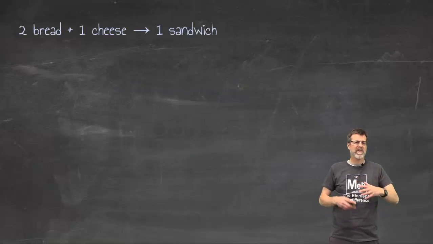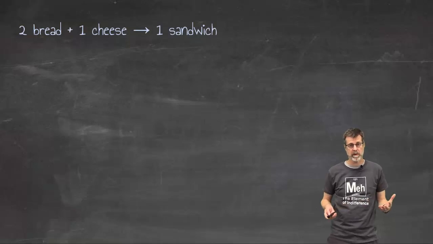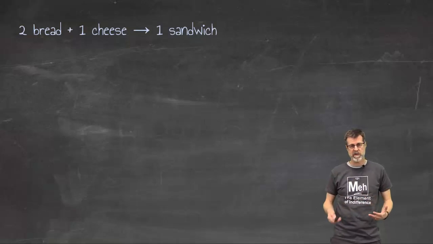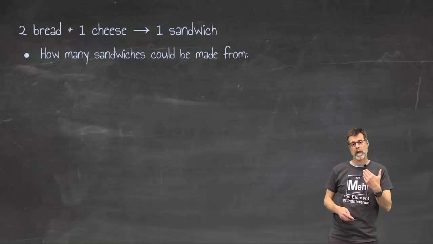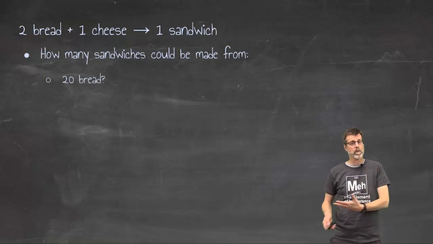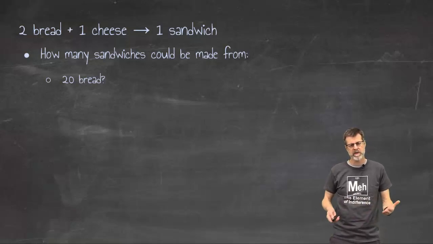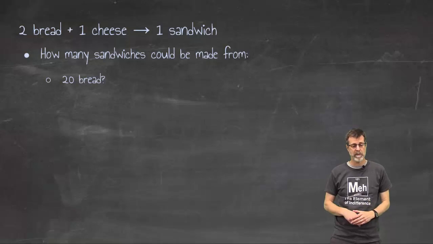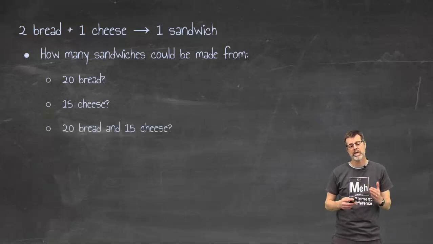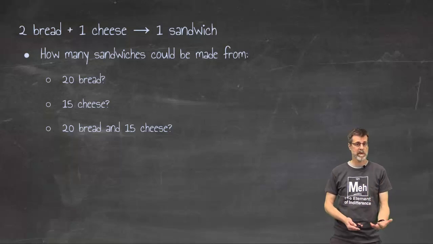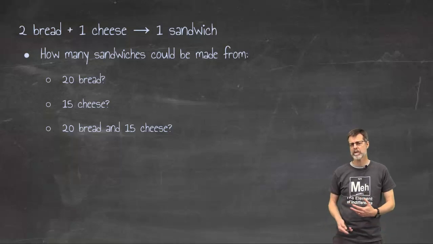So let's start with the idea. And we're going to start with a sandwich or some other food, but a sandwich makes a really easy recipe, because if I have a recipe like that, 2 bread, 1 slice of cheese, making 1 sandwich, then if I were to have more of one ingredient or the other or both, or if I had 20 pieces of bread, I could potentially make 10 sandwiches. If I had 15 pieces of cheese, I could potentially make 15 sandwiches. But, and here's where we're getting to the point, if I had both of them at the same time, the 20 pieces of bread and the 15 cheese, I'm going to run out of bread and have leftover cheese.